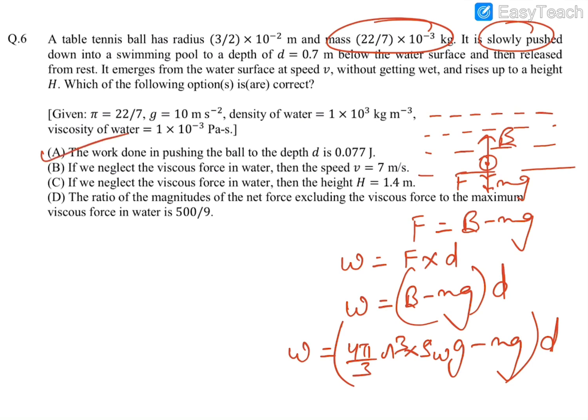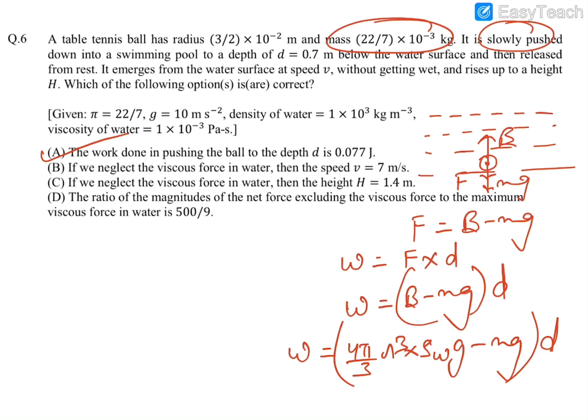Now if we neglect the viscous force of water, then the speed with which the ball will come outside the water will be 7 meters per second. Obviously when you release this ball from this point, it would go in the upward direction because buoyancy is greater than mg.